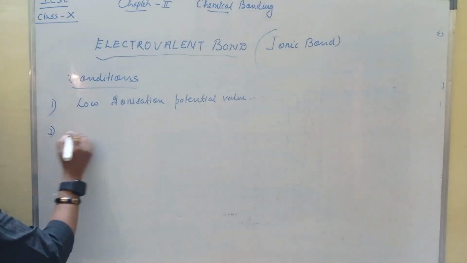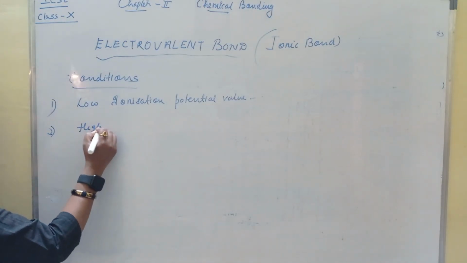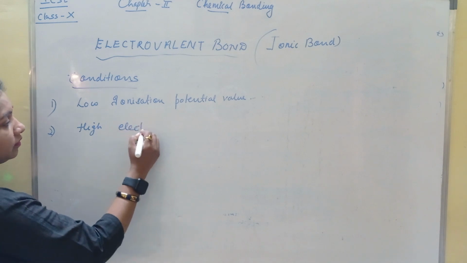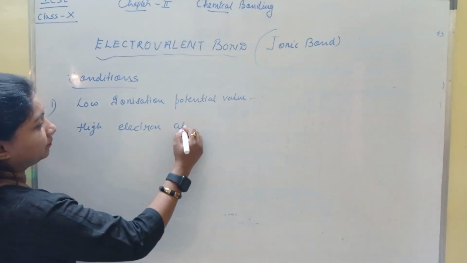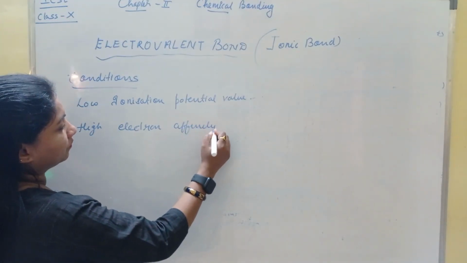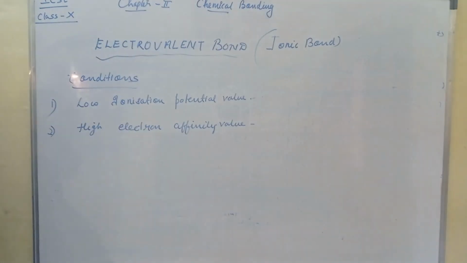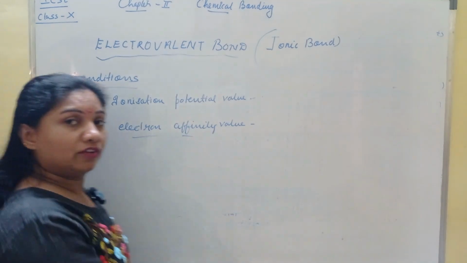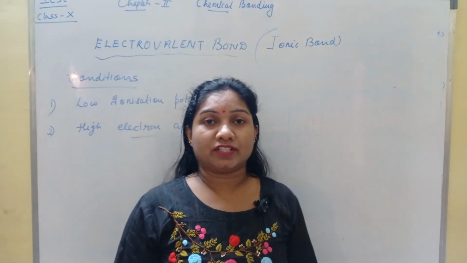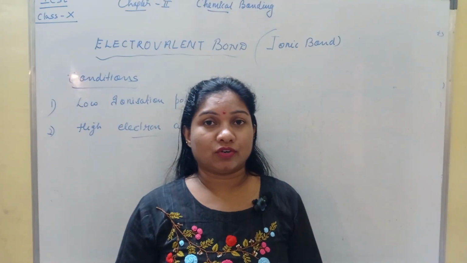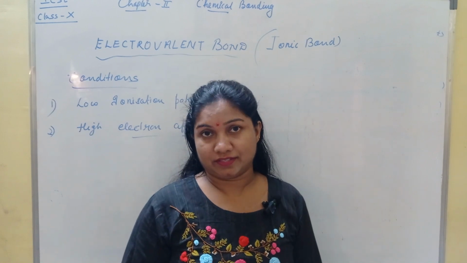सेकेंड, हाई इलेक्ट्रॉन एफिनिटी वैल्यू. नाउ नेक्स्ट इज इलेक्ट्रॉन एफिनिटी. इलेक्ट्रॉन एफिनिटी क्या होता है? द अमाउंट ऑफ एनर्जी रिलीज्ड व्हेन इलेक्ट्रॉन इज एक्सेप्टेड बाय एन एटम.